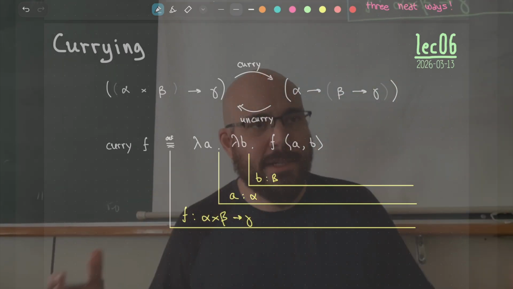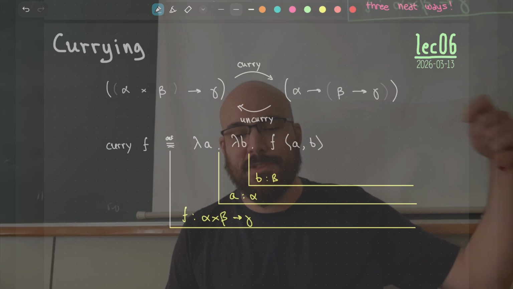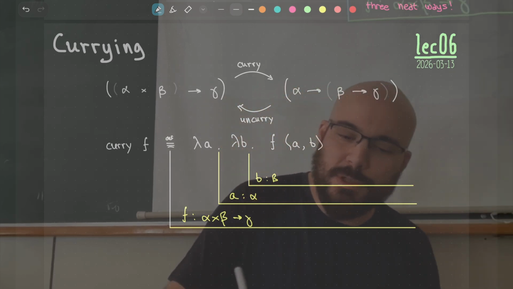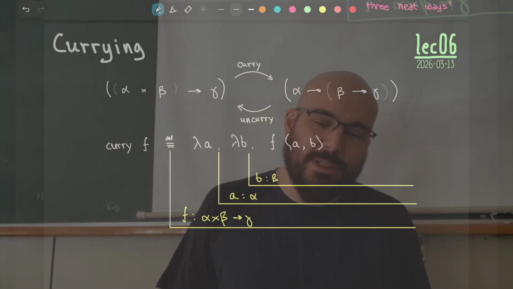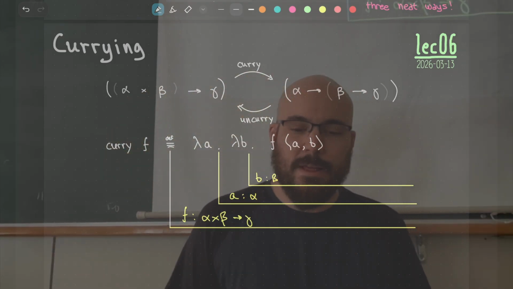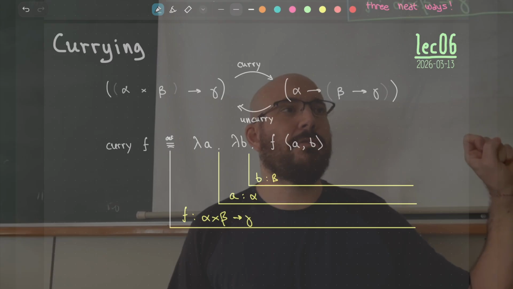And the whole thing type checks, which means all the types are correct, and it means I have satisfied my goal, which was to write something of this type. It doesn't necessarily mean that it's the thing I wanted, but at least it has the correct type. Is everyone okay with this way of defining? Yeah.